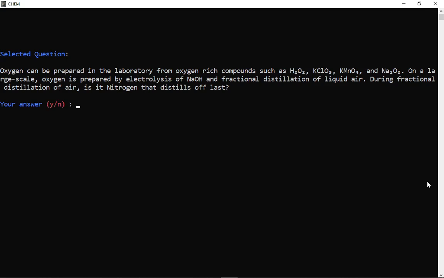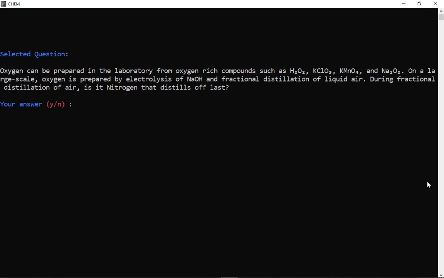Then this one is: oxygen can be prepared in the laboratory from oxygen-rich compounds such as hydrogen peroxide, potassium chlorate, potassium permanganate, and sodium peroxide. That is right. On a large scale, oxygen is prepared by electrolysis of sodium hydroxide and fractional distillation of liquid air. That is fine. During fractional distillation of liquid air, is it nitrogen that distills off first?